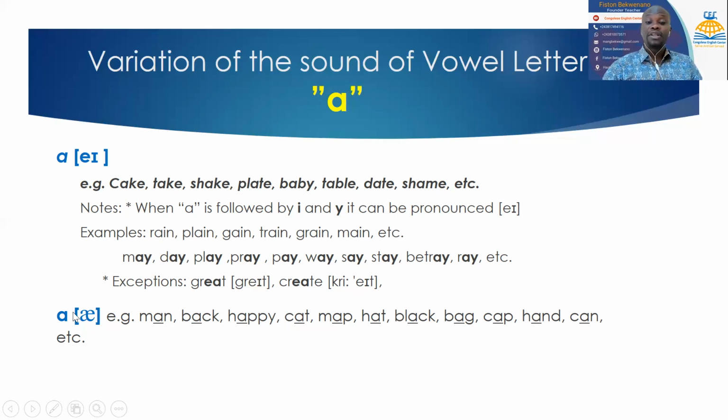When we come down, the letter A can still vary, taking a different sound. You find examples such as man, back, happy, cat, map, hat, black, bag, cup, hand, can as well. These are examples where, when you do research in a phonology resource or in the dictionary, you see the way the sound of A is pronounced. Let's keep on.